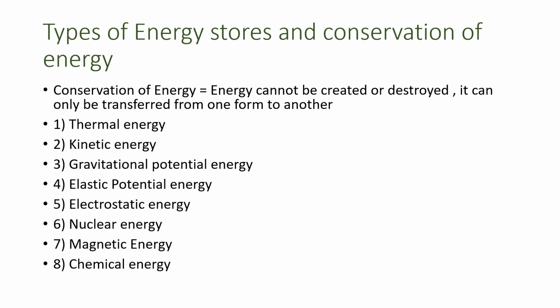nuclear, magnetic, and chemical. What the conservation of energy means is that we cannot simply create thermal energy. It will have to be transferred from another form of energy, such as perhaps chemical or electrostatic, to then be created thermal. Energy cannot be created or destroyed.